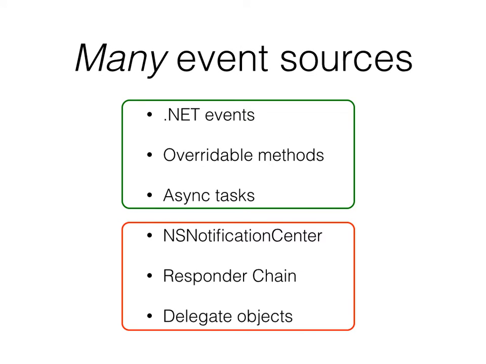There are a lot of event sources in a user interface application. We have our old .NET events. We have overridable methods, so any class you inherit from, you can consider that an event. We have all of our async tests running. And then, in addition to all of those that we have to deal with, iOS provides 3 more whole large sources of events that can come into your app. There's this global one called the NS Notification Center. Any object can subscribe to it. Any object can post to it. So you know that's not being abused.